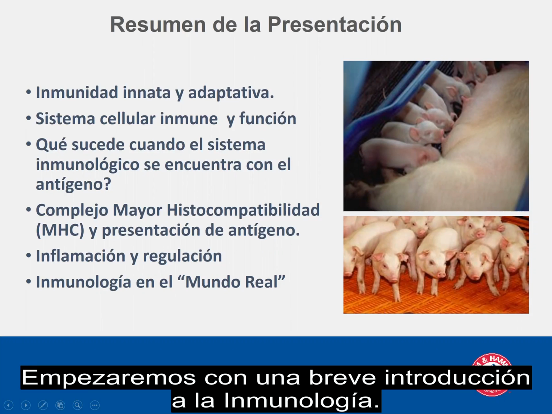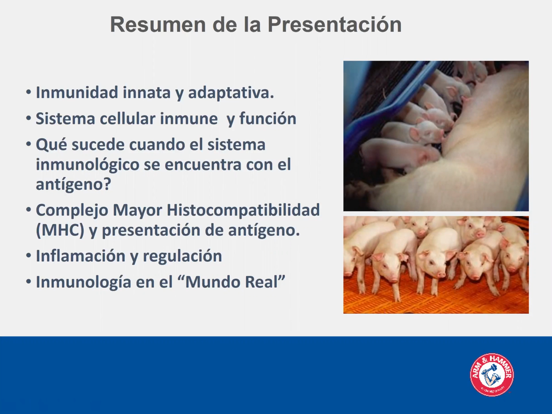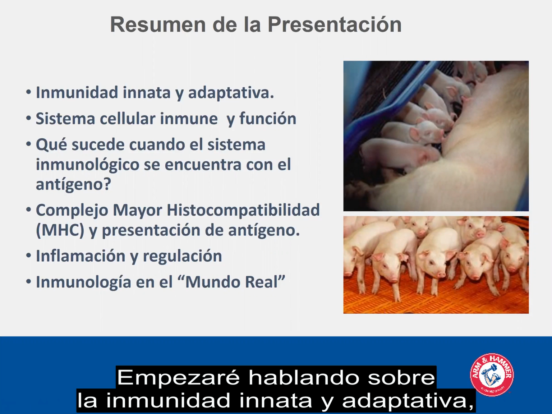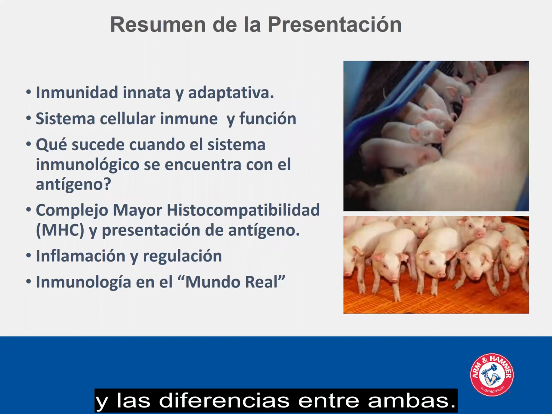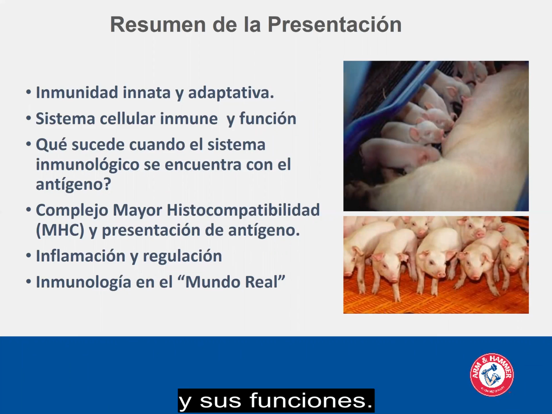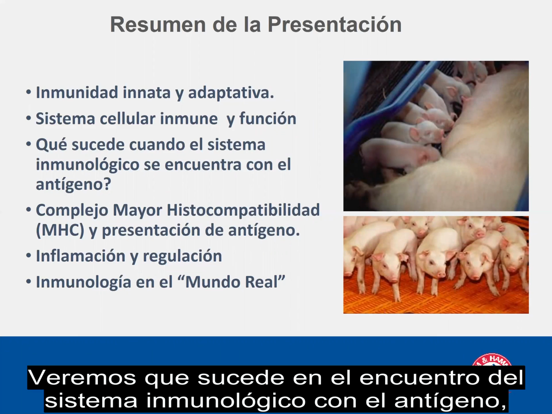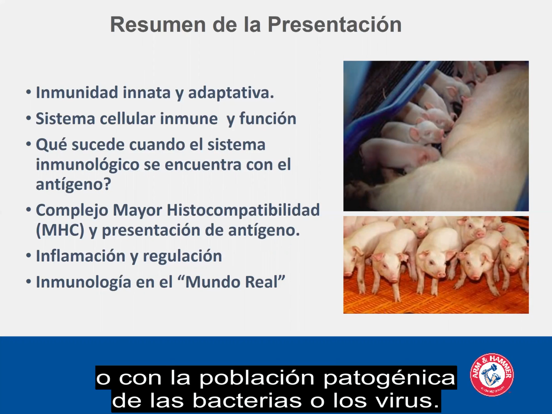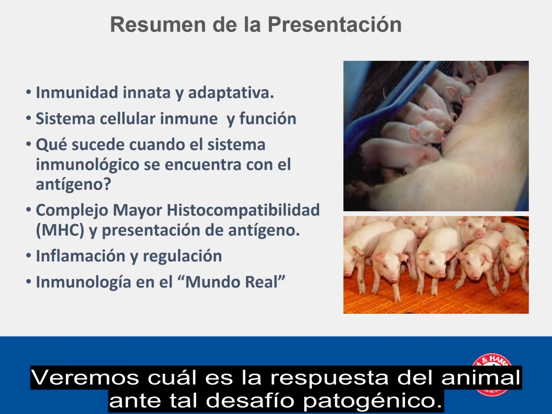We're going to start with just an introduction to immunology. Start with the innate and the adaptive immunity and the difference between the two. Talk a little bit about immune cells and their functions, and then what happens when the immune system encounters antigen or a pathogenic population of bacteria or viruses. What's the response to that pathogenic challenge in the animal?